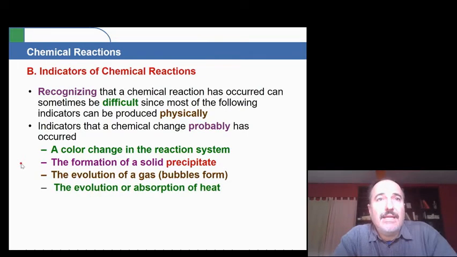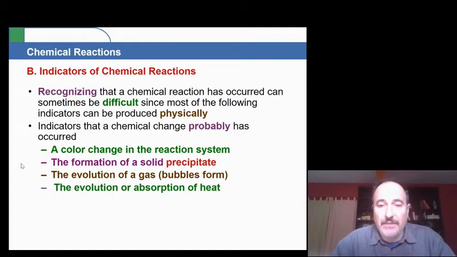A fourth one is the evolution or absorption of heat. If you can feel that it gets hotter or if it gets colder, then that is a good indicator that a chemical reaction has taken place. Remember, if it gets hotter, that means it's releasing energy, it's exothermic. If it is getting colder, it's absorbing energy, and that means it's endothermic.